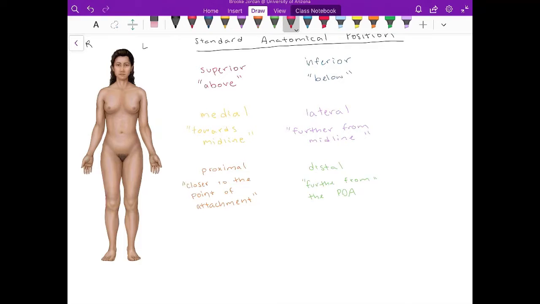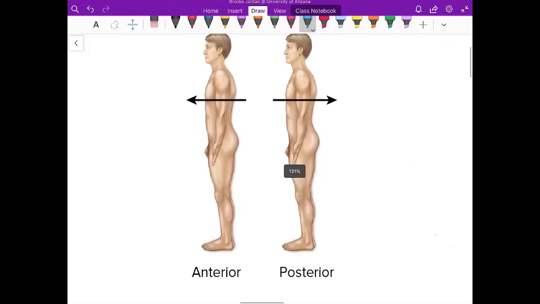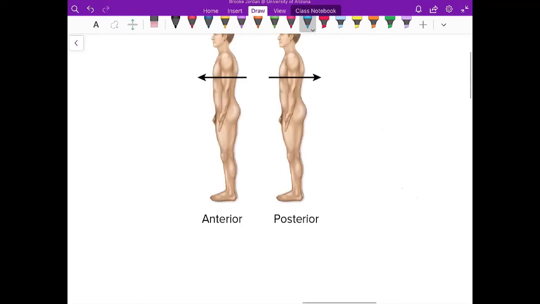Next up, we have anterior and posterior. Anterior is closer to the front, while posterior, you can think of it as behind. I always kind of think posterior can be a term for your buttocks.